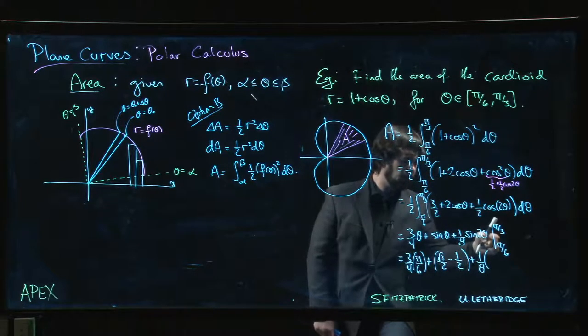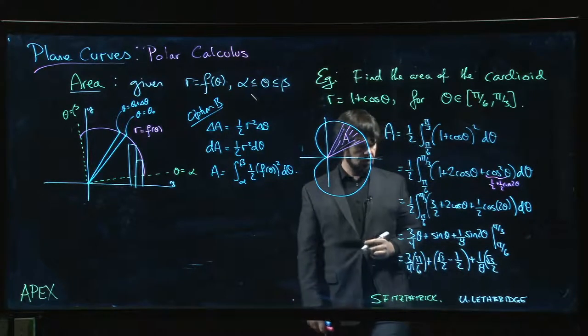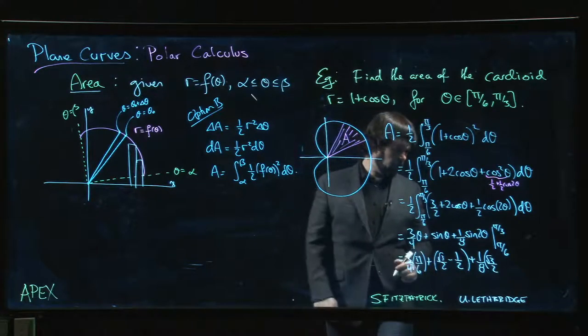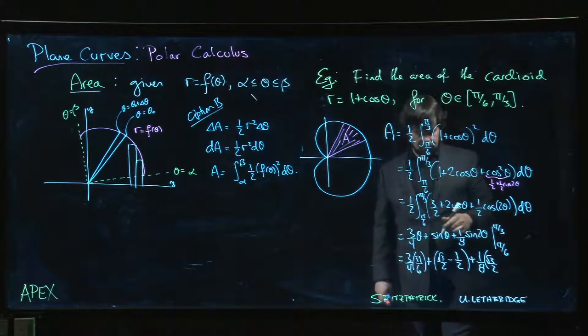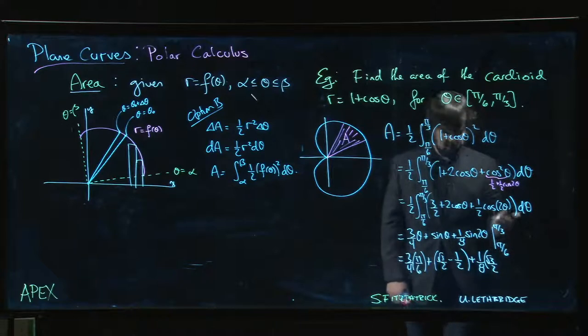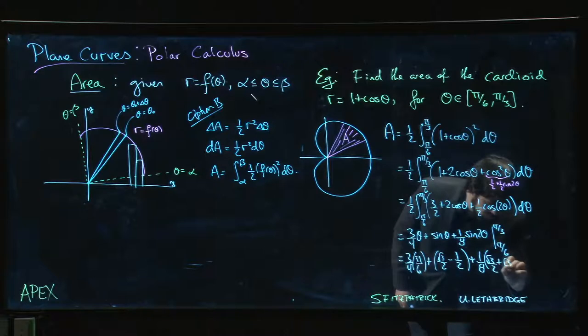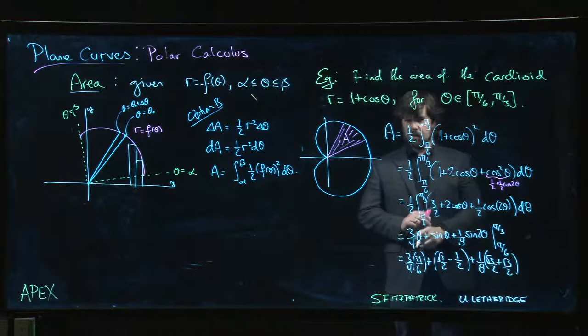Sine of 2 pi over 3 is still root 3 over 2, right? Because 2 pi over 3 puts us here. Sine is positive in that quadrant. And then we have sine of, so 2 times pi over 6 will give me pi over 3. Sine of pi over 3 is still root 3 over 2. Okay. And from there, of course, you can simplify the number if you want it to look nicer, but you've got the answer at this point.